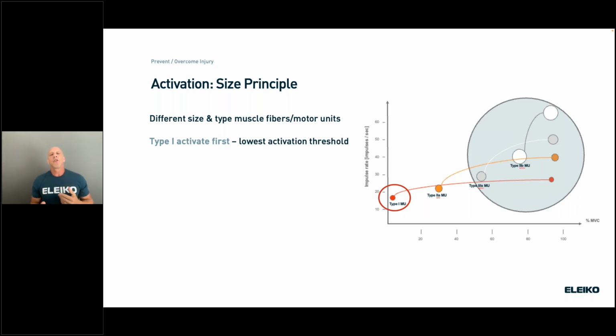There's type 1, type 2A, type 2X, type 2B in essence. Those are the general forms. Type 1s have the lowest activation threshold. They have to activate first. The reason this is important is because, well, one, it's a lower threshold that they have to activate on. So each of those come in at different places.